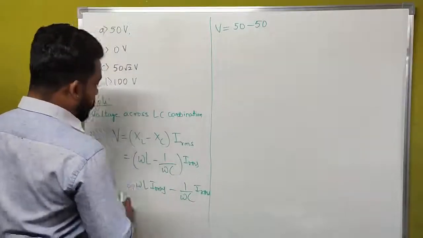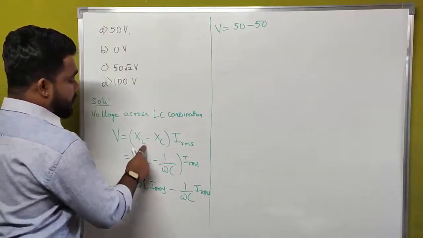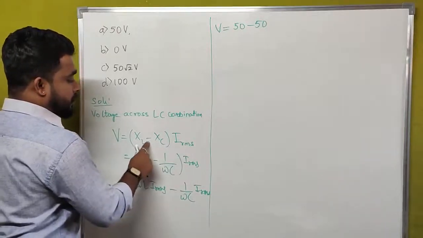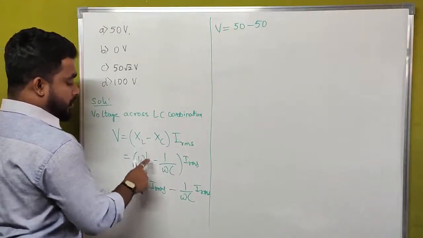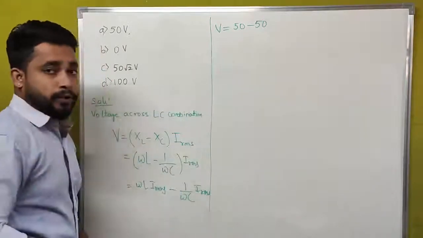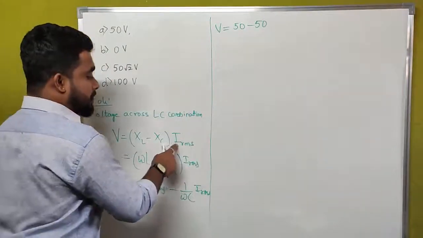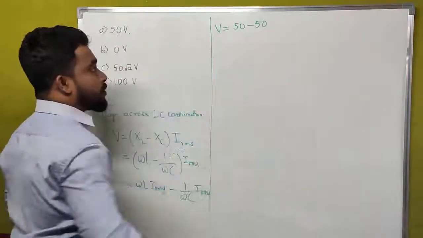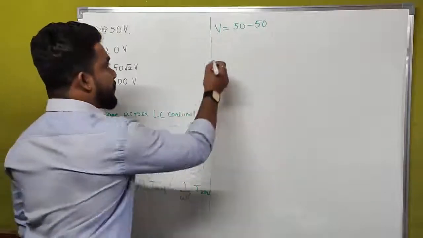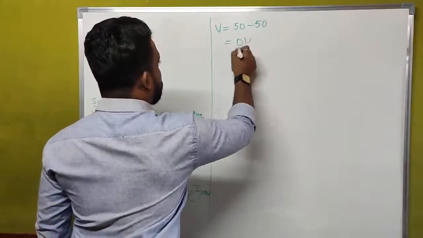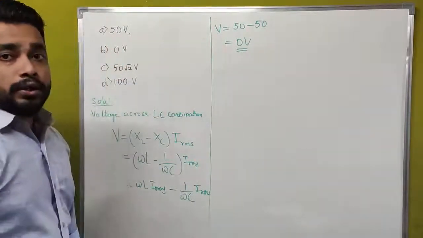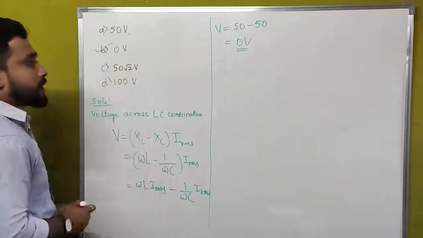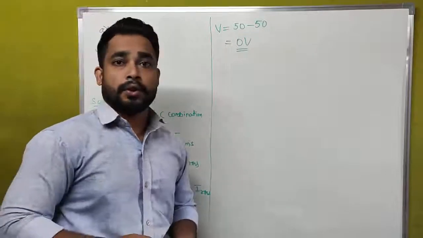For that, if we consider, this is resistance into current, and resistance into current is voltage. Then the voltage across the inductance is equal to 50 volts, and the voltage across the capacitance is also equal to 50 volts. 50 minus 50 is equal to how much? That is 0 volts. Do we have that option? Yes. Then the answer for this question is 0 volts.